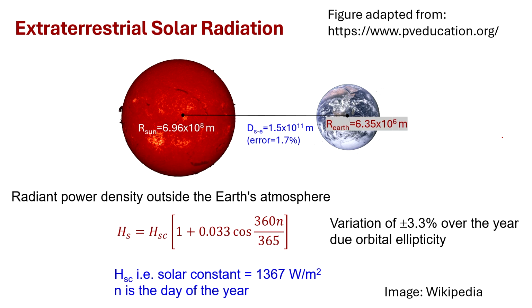You can see that this factor of 0.033 tells you that there is a variation of 3.3% over the year, and this is basically because of the ellipticity in Earth's orbit. As a result there is a little bit of variation, but for the sake of most calculations we take it as 1367 watt per meter square.